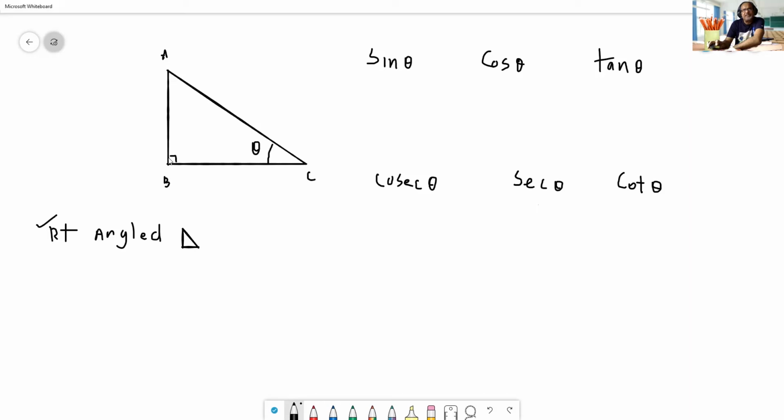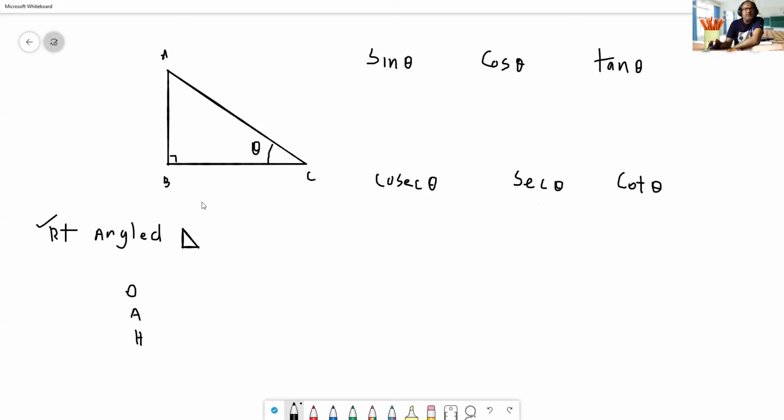So as it is a right angle triangle, there will be a 90-degree angle, and the other two angles are acute angle. Now I'm giving a name theta to this particular angle, this A, C, B. I'm giving a name theta, Greek letter theta. Now, the most important thing is that there will be three sides, like opposite side, adjacent side, and the hypotenuse.